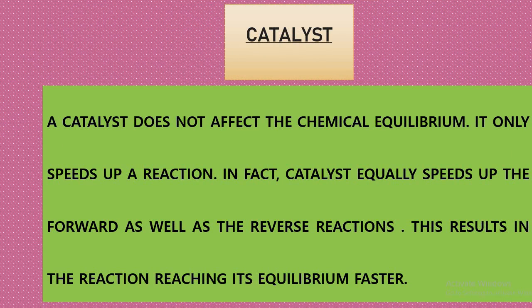Our last condition is the use of catalysts. Catalysts are those chemicals which do not take part in the chemical reaction, but they only speed up the reaction, that is in terms of forward or backward reaction. The overall equilibrium is affected by the use of catalyst. This catalyst itself does not get consumed, but it only speeds up the chemical reaction.